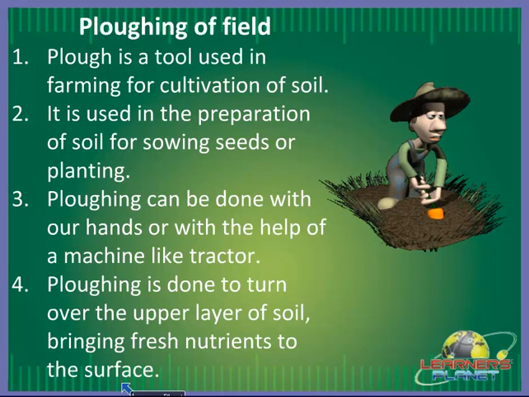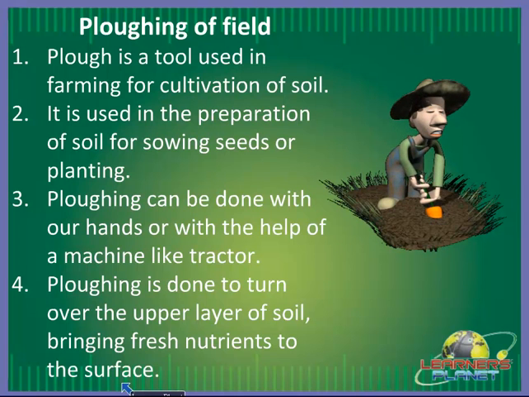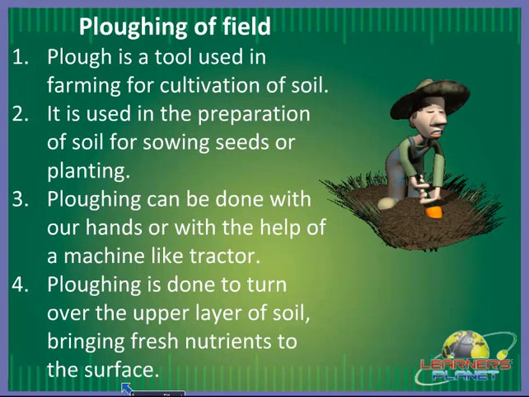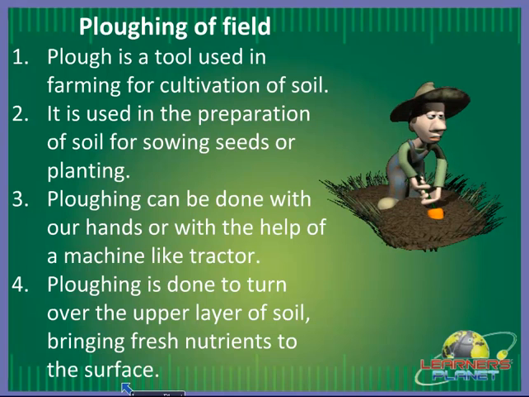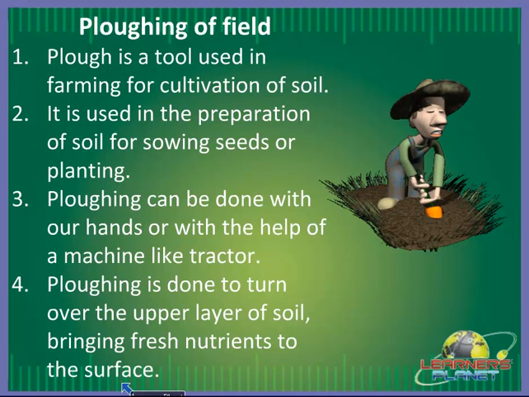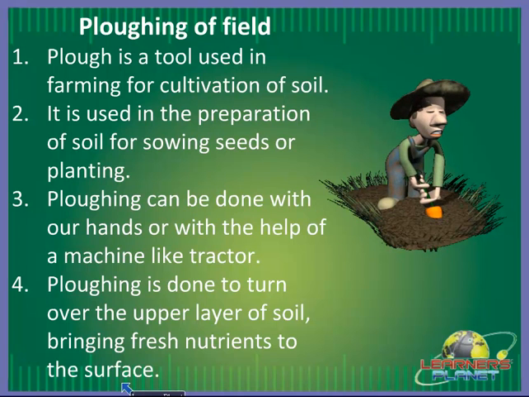As we discussed in the previous session, what did we discuss? Yes, that plants require air, water, warmth, nutrients and space, right? So how do they get nutrients? They get nutrients from the soil. That is why soil plays a very important role in the germination of plants, right?